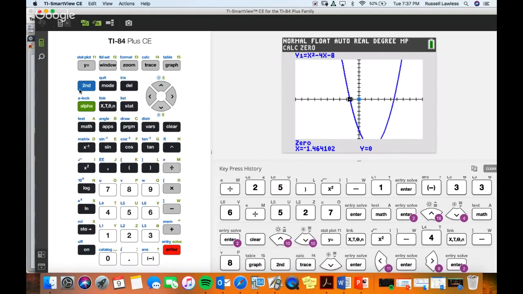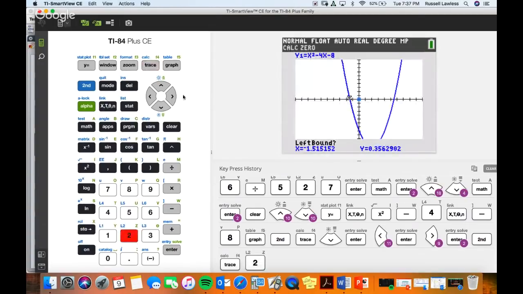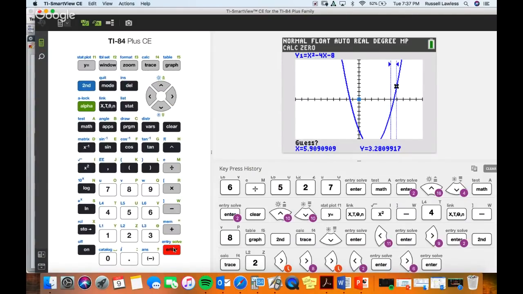Now, how do we find the other 0? Same process. We're going to do second trace, find the 0, but I'm going to go to the left side of my 0. Now, the left doesn't mean above. It means if my 0 is here, I'm on the left to it in terms of x. So I'm going to hit enter on my left bound, going up to the right side of that 0, hit enter again. So that essentially traps the 0. And so then I'll find that my 0 is 5.42.